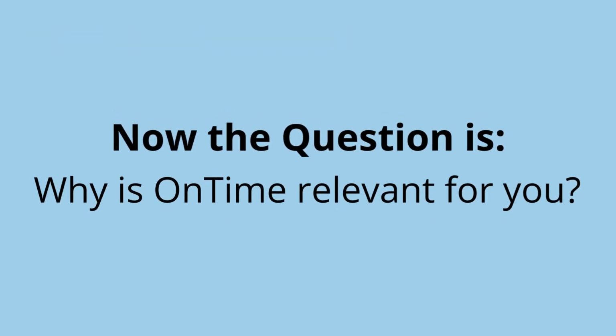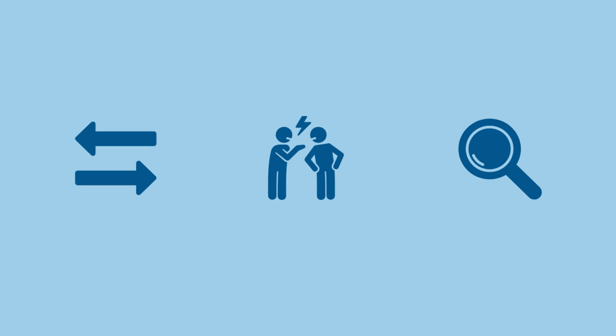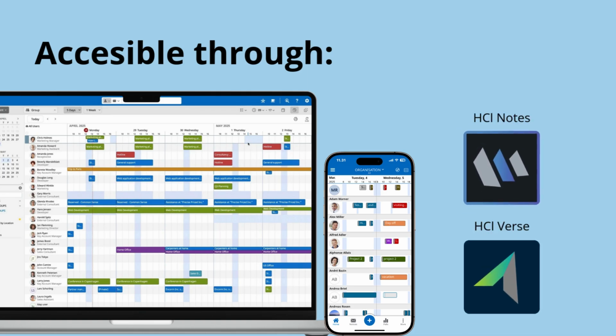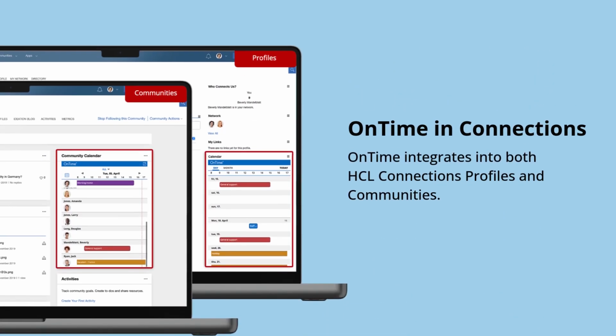So why is OnTime relevant for you? No matter your role, HR, team leader, or executive, poor coordination slows things down. OnTime helps your organization to work smarter by reducing back and forth communication, eliminating scheduling conflicts, and creating more transparency and clarity. It is accessible through desktop, mobile, inside ATL notes, and fully integrated within your Verse. You can even see your colleagues' schedules right inside ATL connections.